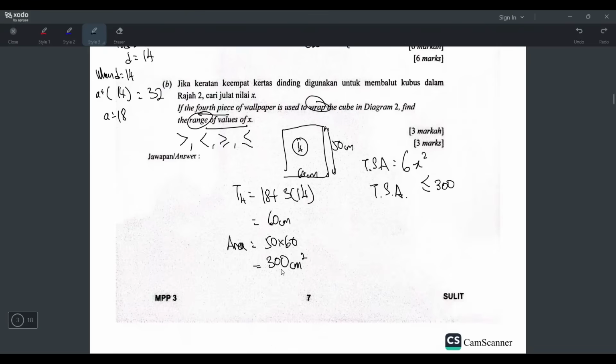Wait, it's 3,000. I made a mistake here. 50 times 60 is 3,000. I'm so sorry. Okay, so this one is 3,000. Okay, so let me continue from here.